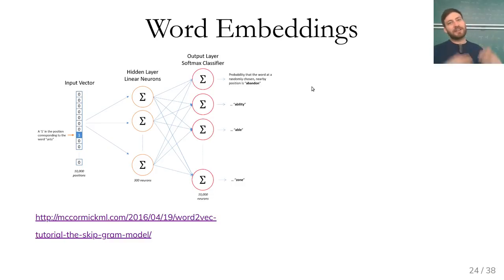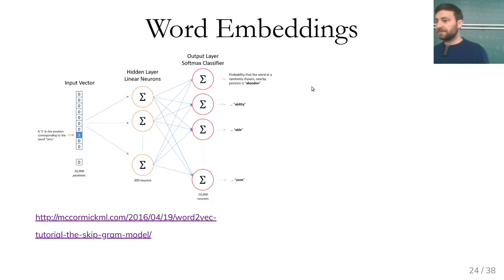So we create a task that we're not really interested in, but that will help us create nice representations. And the task is to predict what words are in the context of a given word. There's the continuous bag of words and the skip-gram models. One of them tries to predict one word that is in the context of many words, and the other one tries to predict, from one word, many other words in the context.